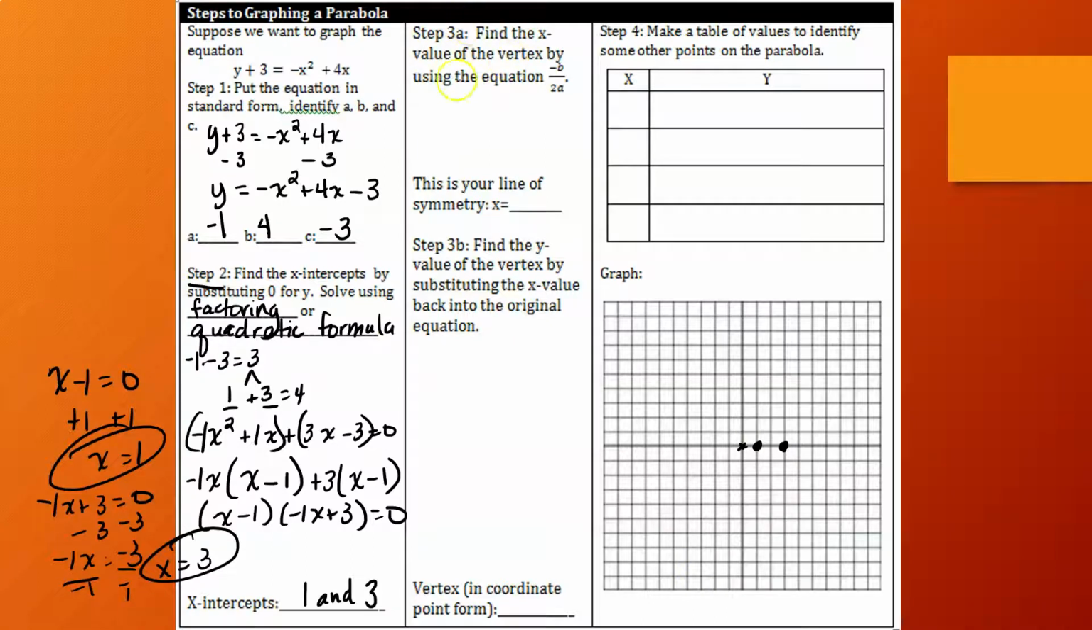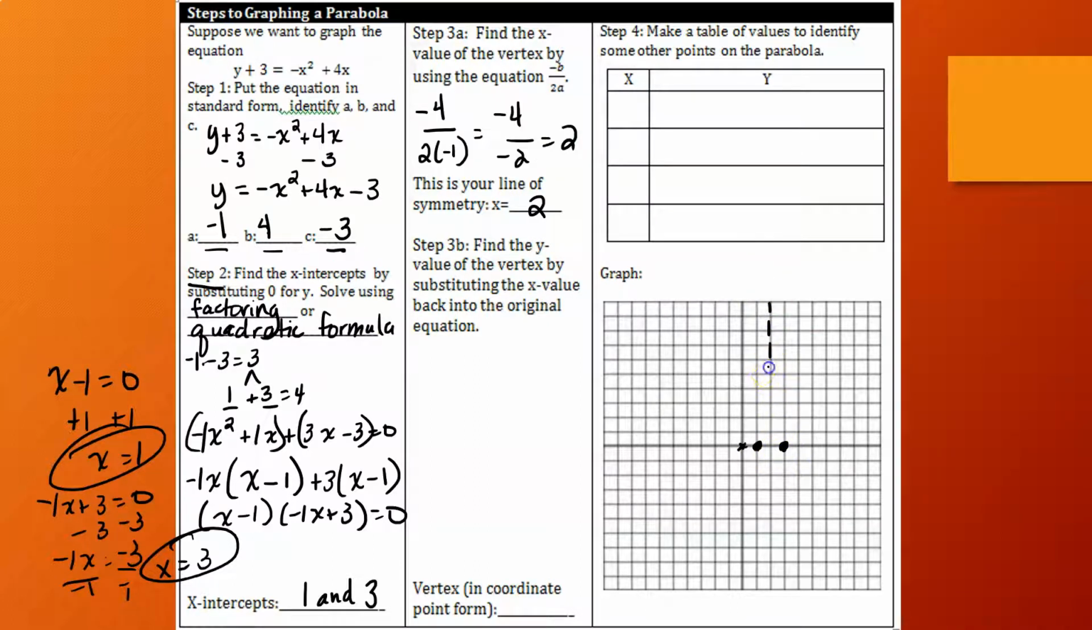To continue, I want to find my vertex and my line of symmetry. I'm going to use the equation negative b over 2a. Remember, I identified my a, my b, and my c already. Negative b over 2a becomes negative 4 over 2 times negative 1. That becomes negative 4 divided by negative 2, and that's positive 2. That's my line of symmetry. It is a vertical line through where x equals 2.